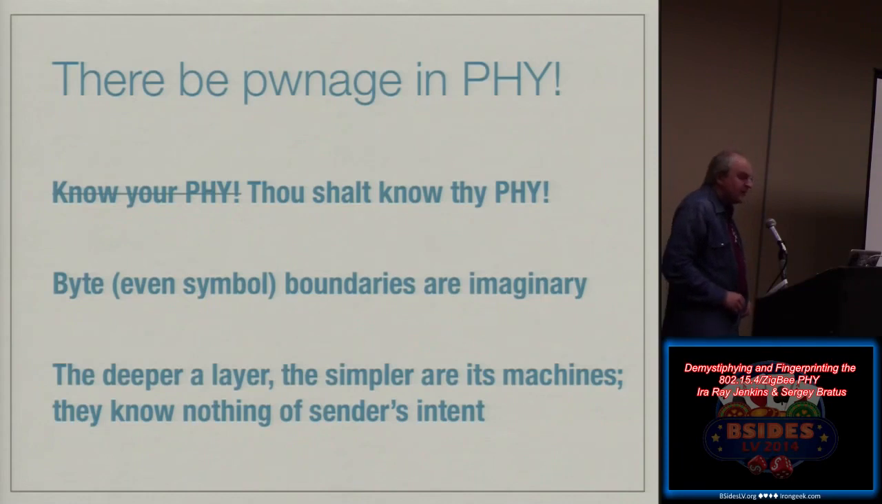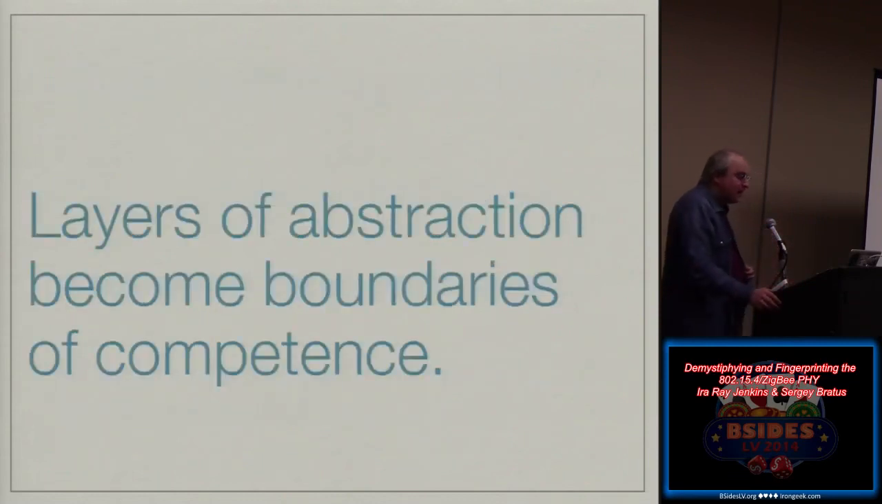So the deeper a layer, the simpler are its machines, because they don't know the intent of what they receive. They just match a particular sequence of symbols or nibbles, and then checksum them and do those things. So in fact, you can receive things that were never sent as such. And of course, the lesson of this is that layers of abstraction become boundaries of competence. And fairy tales do have a use, but they are also quite dangerous if you base your security on them.